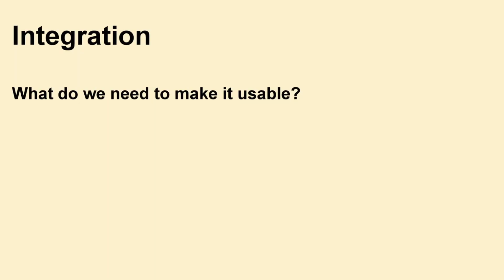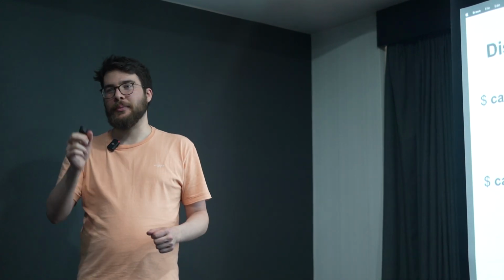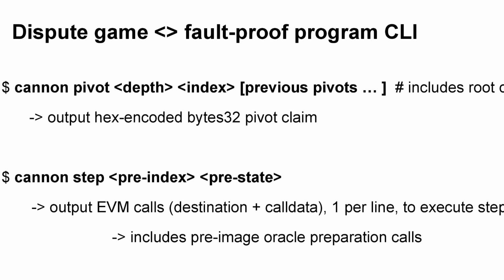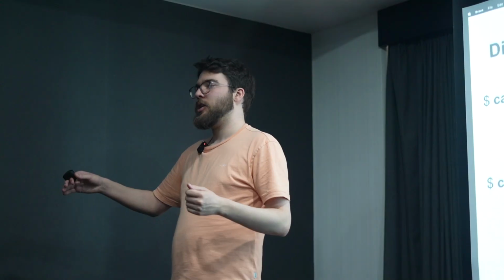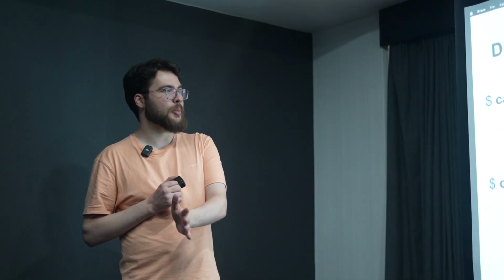Okay, last slide basically. I know we're all tired. The dispute game and the fault-proof program CLI. Ben described this interface with a pivot and a step function. The pivot function just needs you to identify a claim for any point in time. So here we would just run Canon or Asterisk in fast mode straight to that instruction. Maybe we can do some checkpointing to reuse work. But essentially, you just want to get to that point in time that we want to claim ASAP.